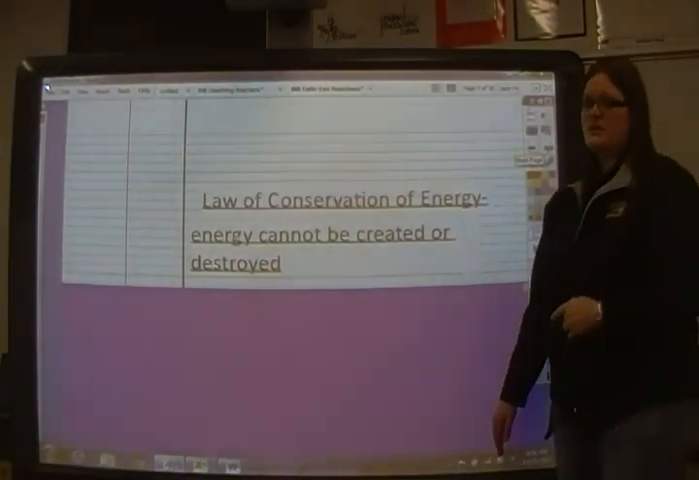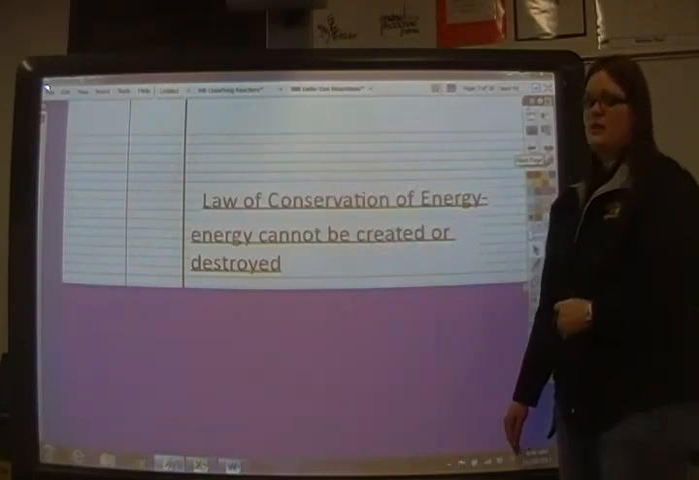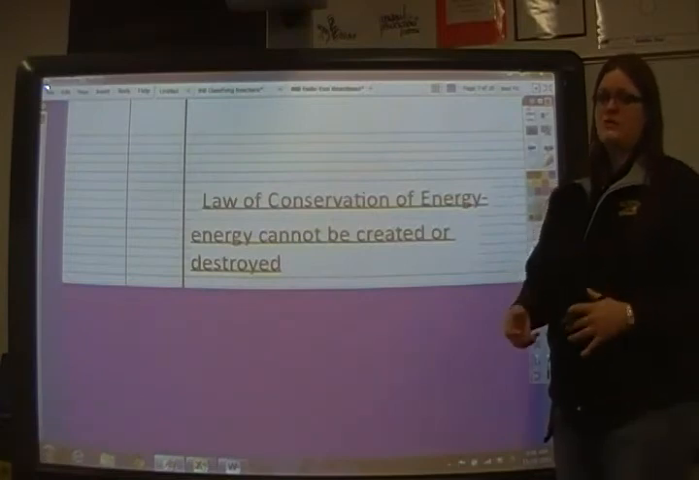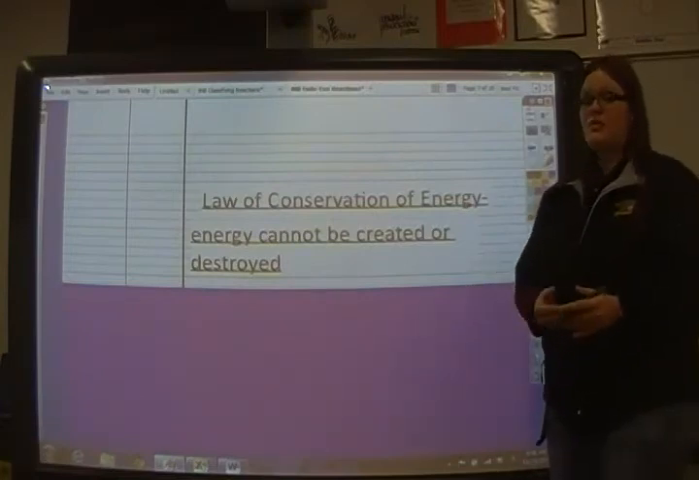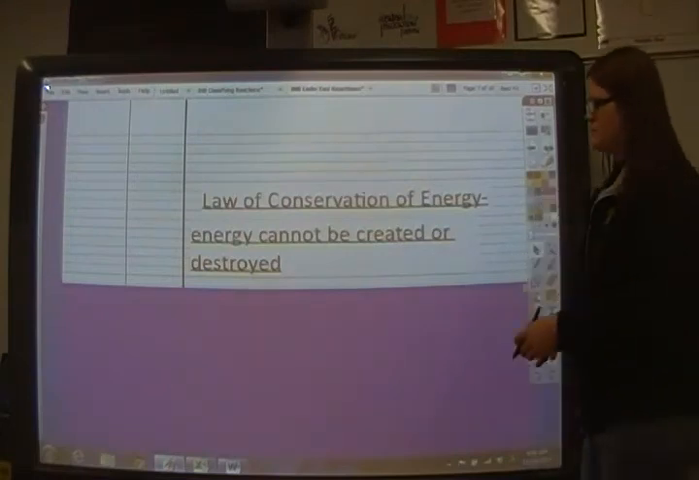It's really important to understand the law of conservation of energy. Energy cannot be created or destroyed. It can be converted, it can be transferred, it can be stored, it can be released, but it cannot be created or destroyed. The energy has to go somewhere.